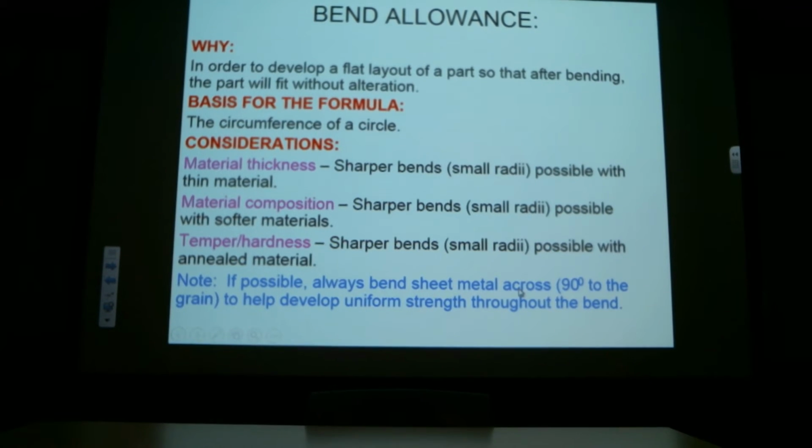Remember also, when you bend sheet metal, we try to bend 90 degrees to the grain. It's not always possible to do that, but if we can, we try. The idea is you get uniform strength from the bend by doing that.